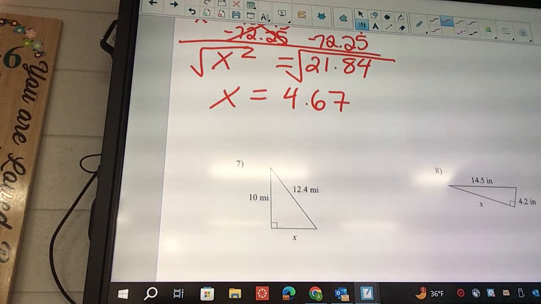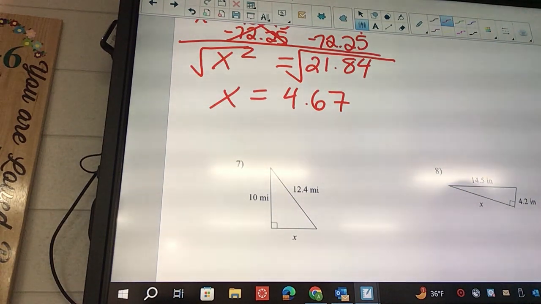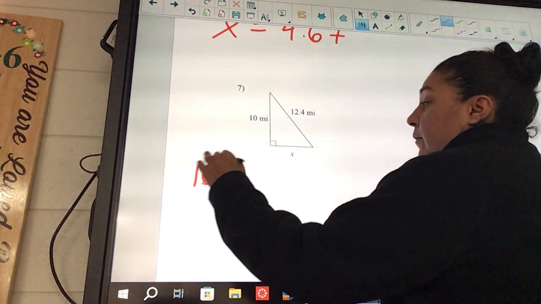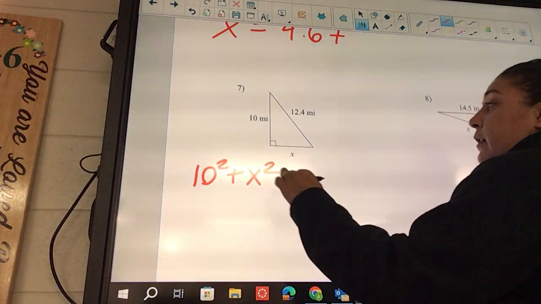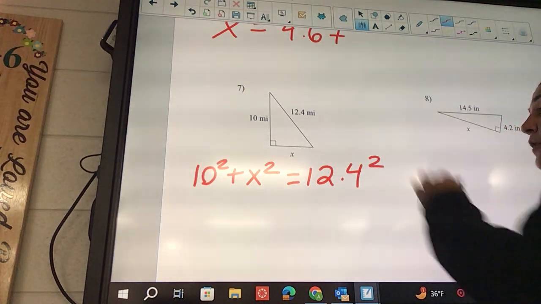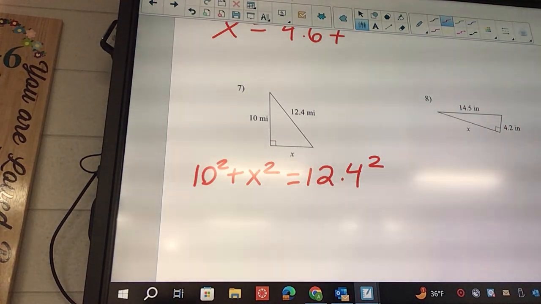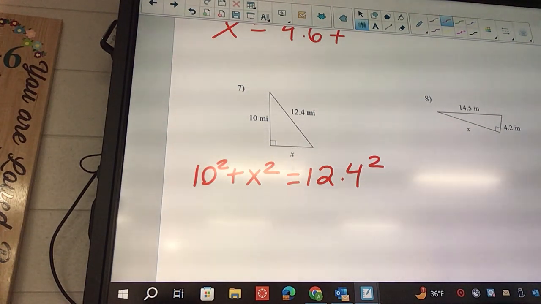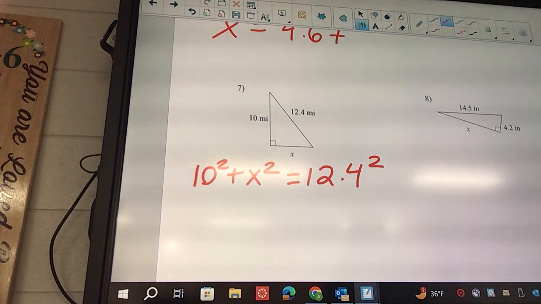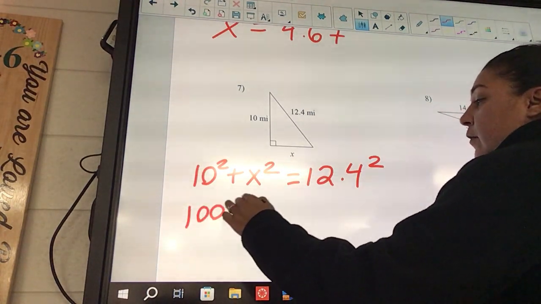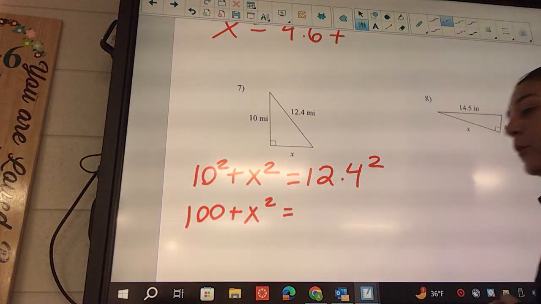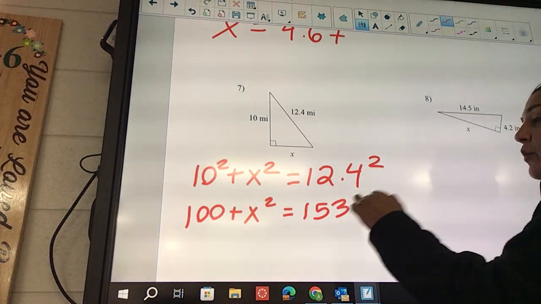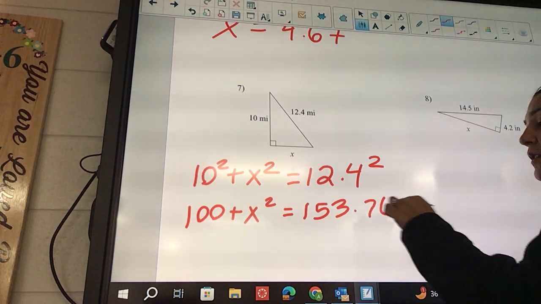Okay, 7. Which one is my C? 12.4. 12.4 is the C. Okay, so we're going to say 10 squared plus x squared equals 12.4 squared. Okay, what is 10 squared? 100. Plus x squared, what is 12.4 squared? 153.76. Somebody agree with that?